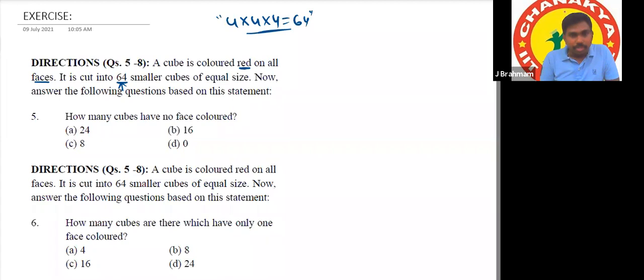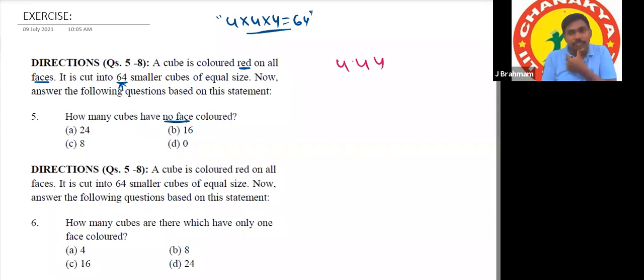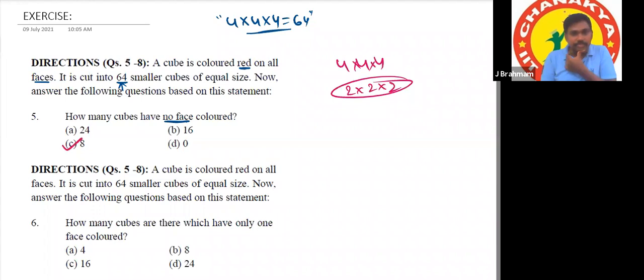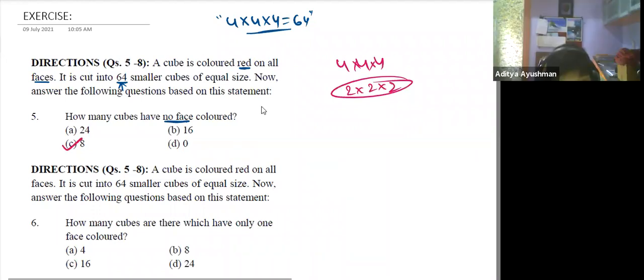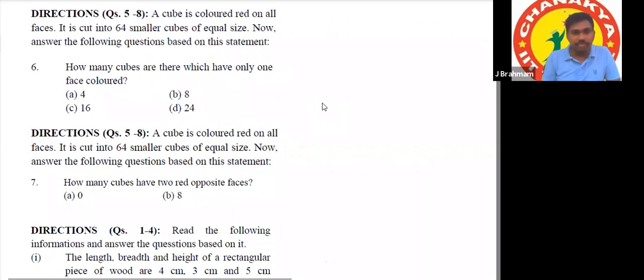How many cubes have no face colored? Tell me. Sir, 8. Yes, how is it 8? 4 by 4 by 4 cube becomes 2 by 2 by 2. That's why 2 cubed is 8. That's all. Next question, same data, question is different. 64 smaller cubes only, red faces.